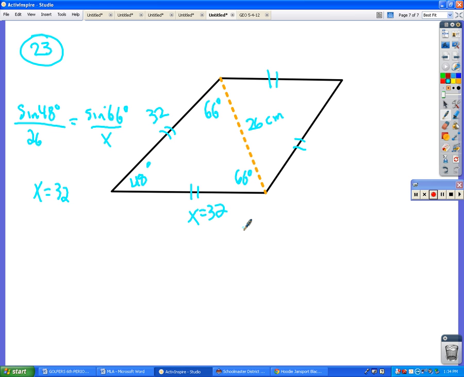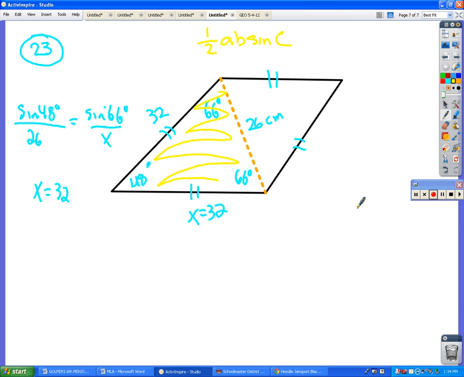And then how do I find the area of this triangle right there if I know both of those sides are 32? We had a little formula that used sine. Is it 1/2 times A times B times sine C? Perfect, 1/2 AB sine of C.